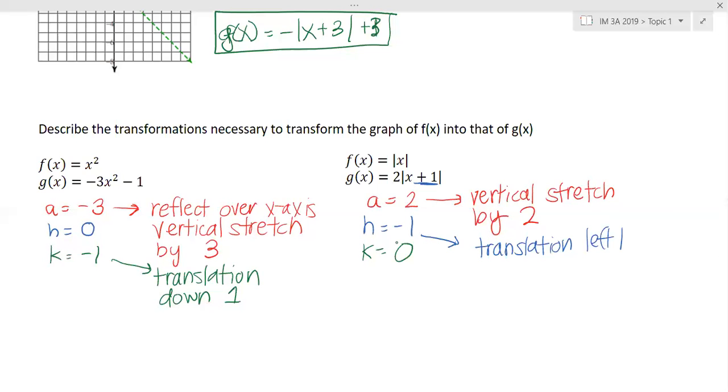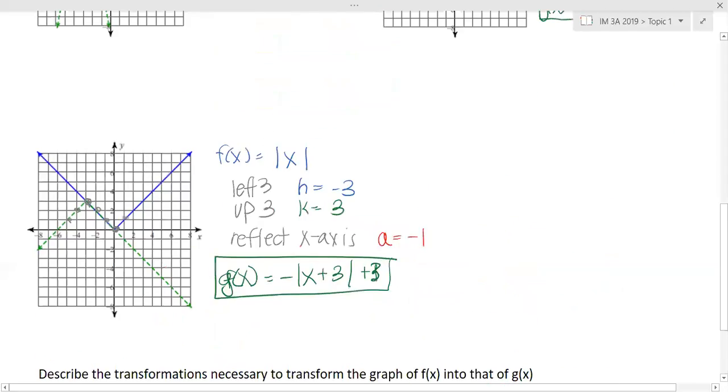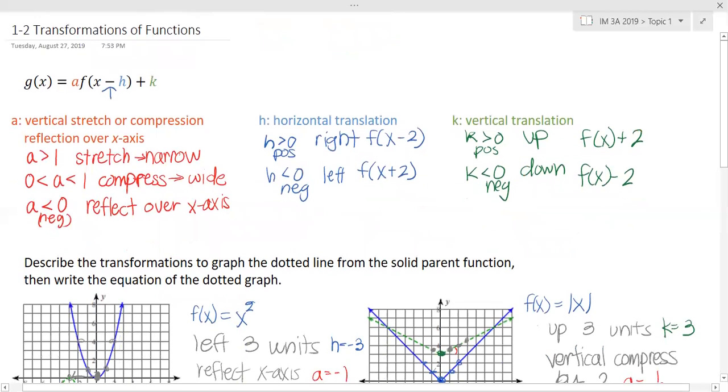Okay, so from this video, you should see that we have to understand what a does, what h does, and what k does, each individually. And you need to be able to see it from a graph, describe it with words, and write it using an equation, or take an equation and write it with words. Okay, so it's important that you practice and understand what each of these letters do within the graph of any given function.